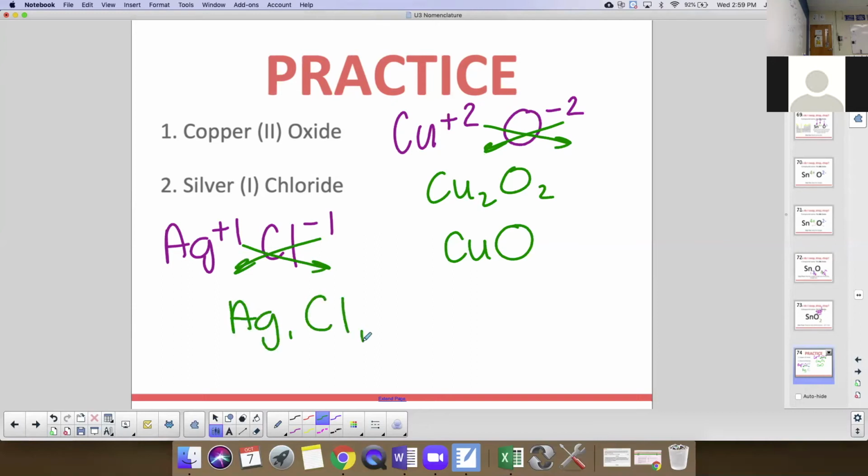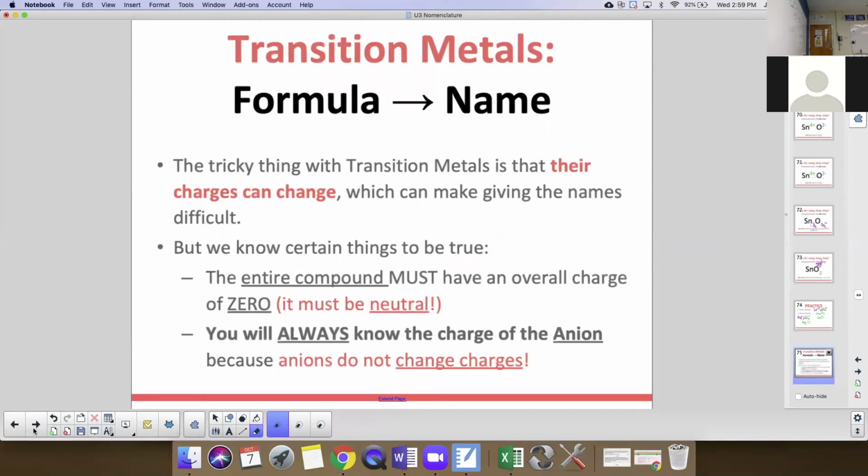AgCl. Do I need to write the 1's? No. Crushing. So AgCl. Great job. Is that all? That's not the full lesson, but that's for this part. That's going to name the formula. That was easy. Is the full lesson, did it end at covalent bonds? Do you have one more page? Nope, it's just formula to name. The rest of this page. Yes, we have this last page.